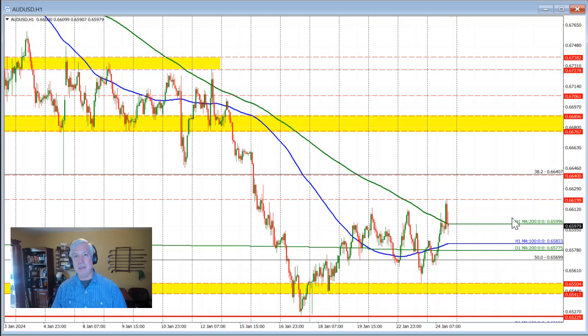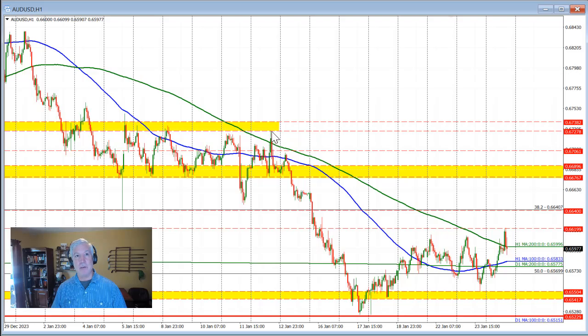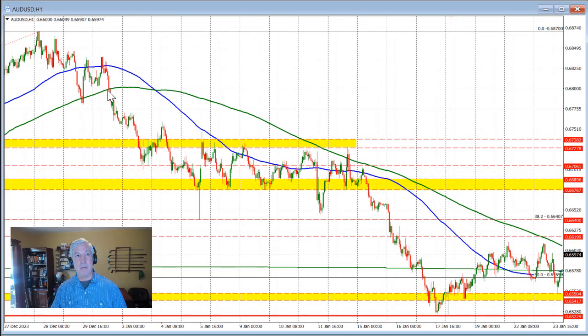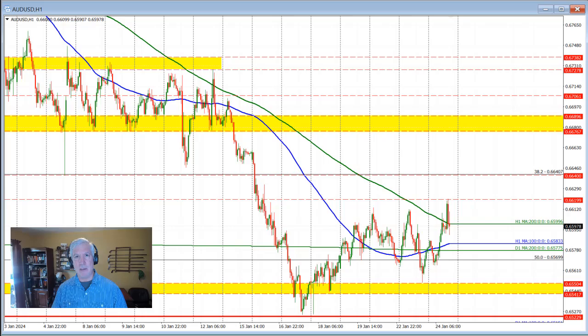So watch the 0.6599 level. It's a nice little round number around 0.66 as a barometer in the short term. We need to stay above that level. We tried to get above the 200 here and failed, and then it wasn't until all the way back to the end of December, early January, that the price stayed above the 200-hour moving average for any extended period of time in the Aussie versus US dollar.